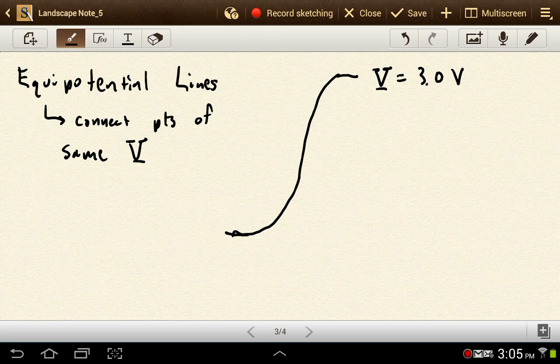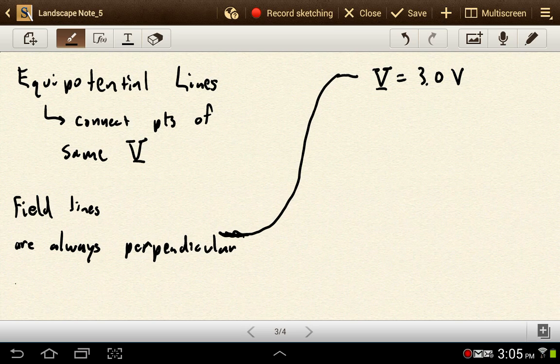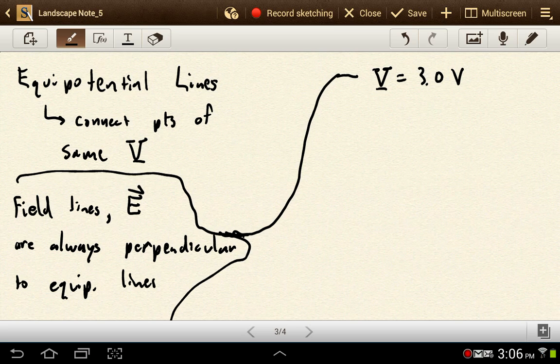Now one thing that's handy to know is that field lines, which are lines that go in the direction of the electric field, remember the field lines we drew? They have little arrows pointing in the direction of the electric field. Field lines are always perpendicular to equipotential lines. The reason is that field lines are always parallel to the electric field. So field lines and the electric field are always perpendicular to equipotential lines. Now I want to prove that, because we actually can.